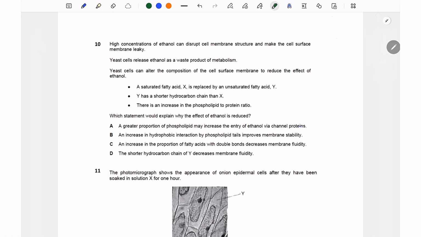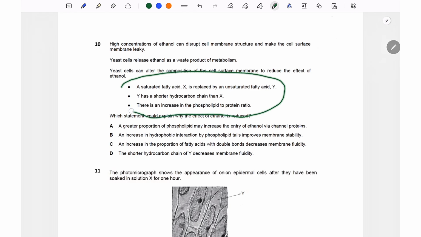Question number 10. High concentration of ethanol can disrupt cell surface membrane structure and make the cell surface membrane leaky. Yeast cells release ethanol as a waste product of metabolism. Yeast cells can alter the composition of the cell surface membrane to reduce the effect of ethanol. So they're going to alter it so that the ethanol does not make it leaky.